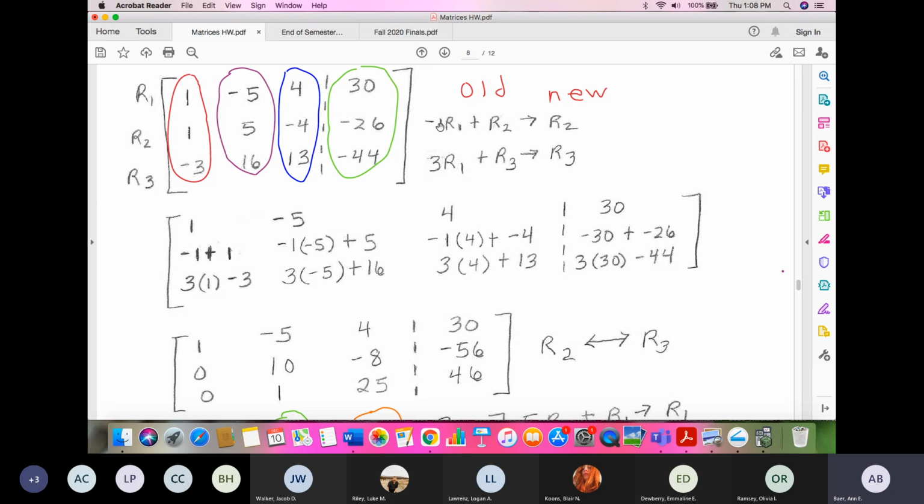So let's do that. -1, that's right here in row 2. And I know I'm going into row 2 so I can double check it. So it's -1 times what's in row 1. And that would be a 1. So -1 times a 1 is still -1. Plus what's in row 2. What's in row 2 is a 1. Plus 1.